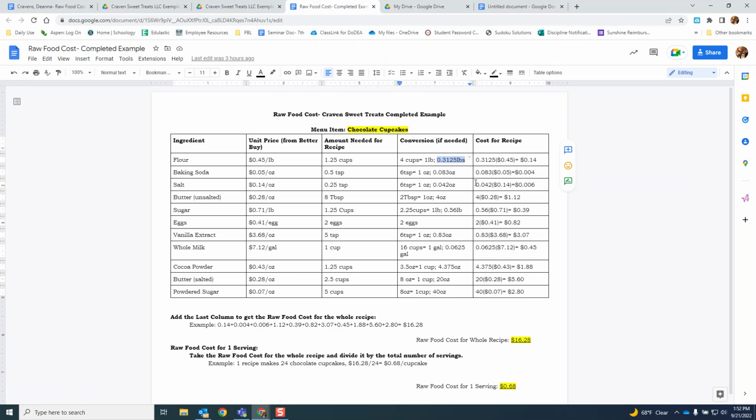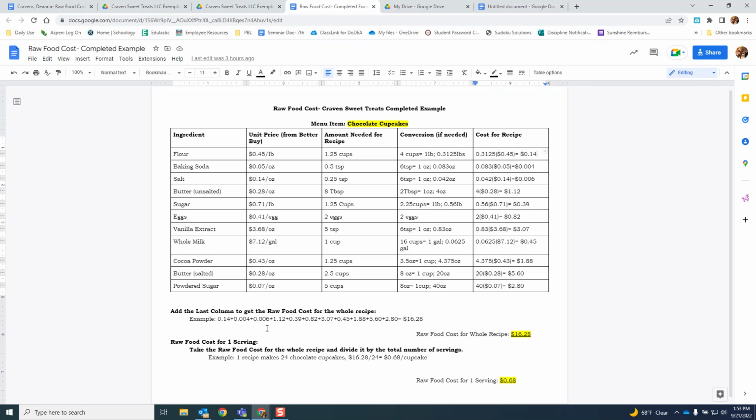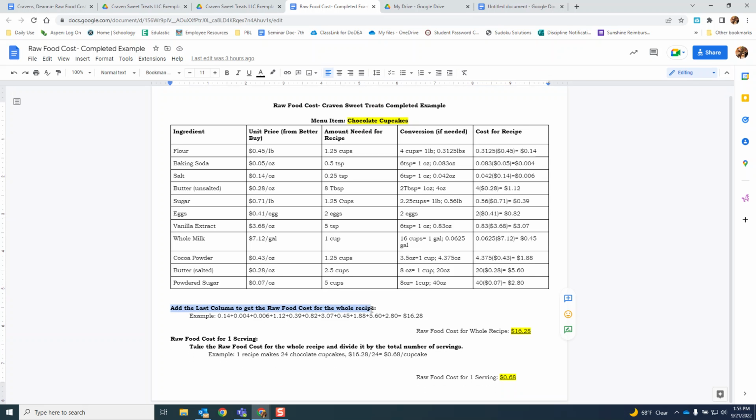So you're going to do this for each ingredient. Then you're going to figure out the cost. Now that I know how many pounds and I know the cost per pound, I simply multiply those together. And so for flour, it would cost me 14 cents in the recipe. You're going to do that for every single one of your ingredients. At the very end, you're going to add that last column to get the whole raw food cost for your entire recipe. You can see I added 14 cents plus the 0.004. I'm adding all of these numbers, and I got a total of $16.28 for the entire recipe.